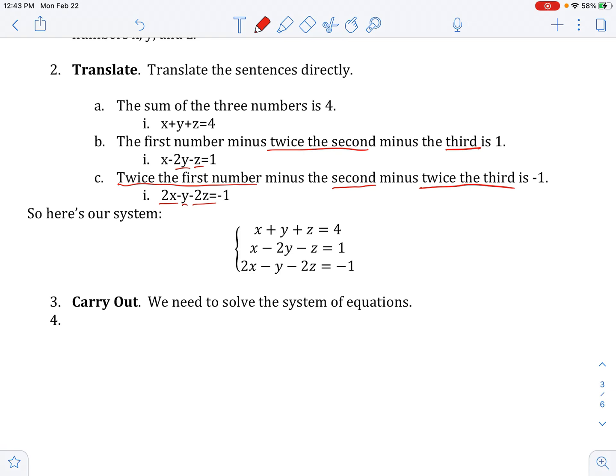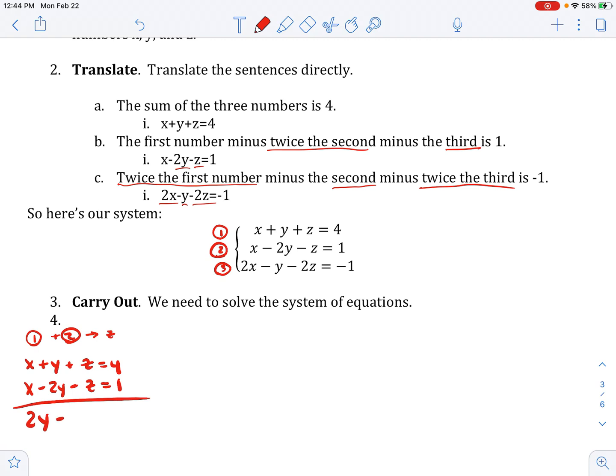All right, so just like we did in the first video, we have equations 1, 2, and 3. We want to choose any two and eliminate one of the variables. What do you say we do 1 and 2 and eliminate the z's? And if we want, we can just make a note here that we're going to eliminate the z's. So x plus y plus z equals 4, and x minus 2y minus z equals 1. Add them together, we get 2x minus y equals 5. Right, so there's equation 4.